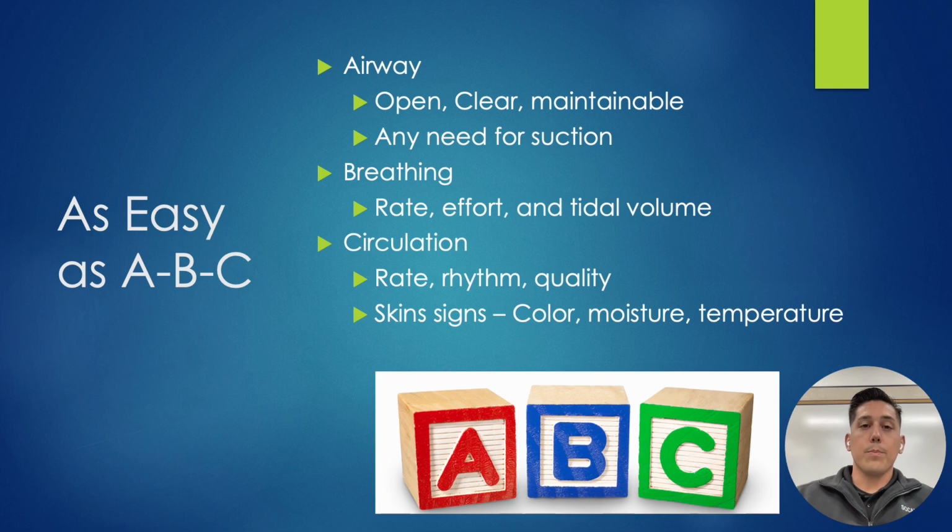For circulation, we can check either a radial or a carotid pulse, and with their rate, rhythm, and quality, this could be strong and regular, strong and irregular, weak and thready, weak and irregular, depending on how the patient is doing. And then we need their skin signs, their color, moisture, and temperature. Typically, it's going to be pink, warm, and dry, or if they're suffering from shock, it will be pale, cool, and clammy.